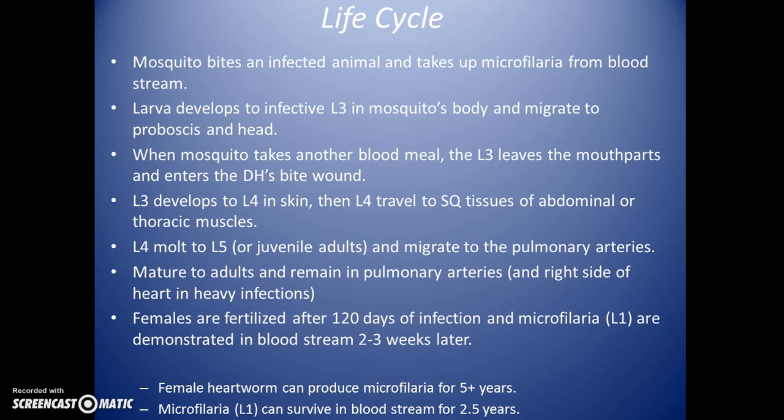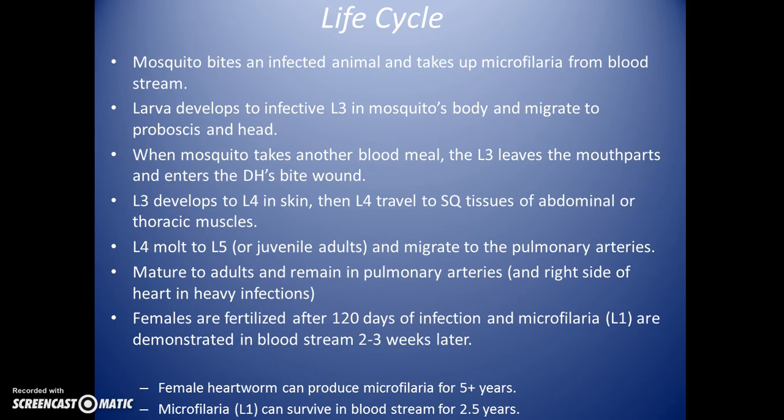Now for the life cycle, the mosquito will bite an infected animal and take up the microfilaria, or that L1 larval stage that's roaming around in the bloodstream. The mosquito takes up that blood with microfilaria. The larva develops into infective L3 in the body of the mosquito and migrates to the head. When the mosquito takes its next meal, the L3 leaves through the mouth parts of the mosquito and enters the dog's bite wound. Those L3 will develop to the next larval stage in the skin and then travel to the subcutaneous tissues of abdominal and thoracic muscles.